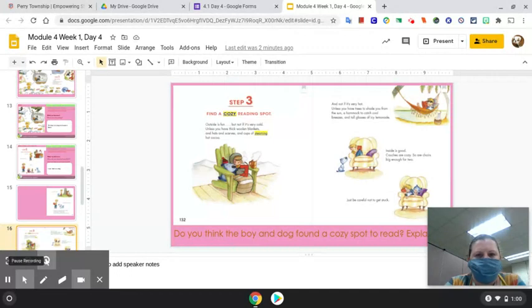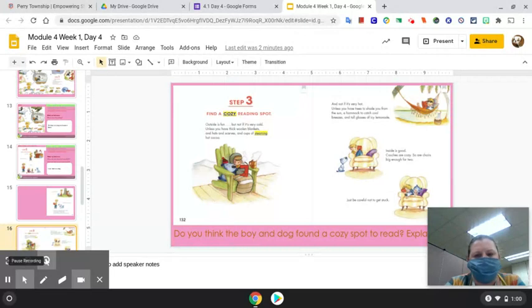Step 3, find a cozy reading spot. Outside is fun, but not if it's very cold, unless you have thick woolen blankets and hats and scarves and cups of steaming hot cocoa. And not if it's very hot, unless you have trees to shade you from the sun, a hammock to catch cool breezes, and tall glasses of icy lemonade. Inside is good. Couches are cozy, so are chairs big enough for 2. Just be careful not to get stuck.